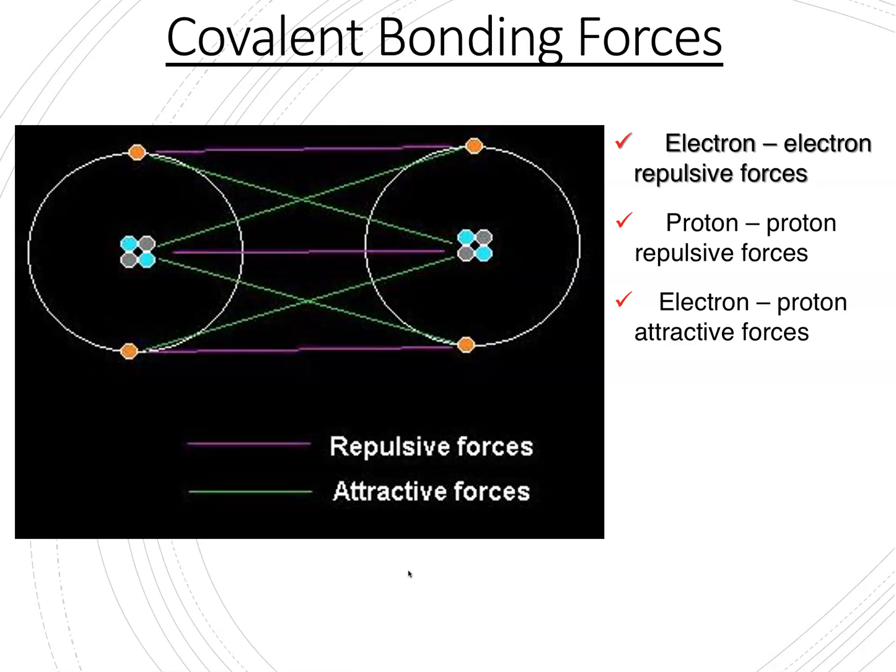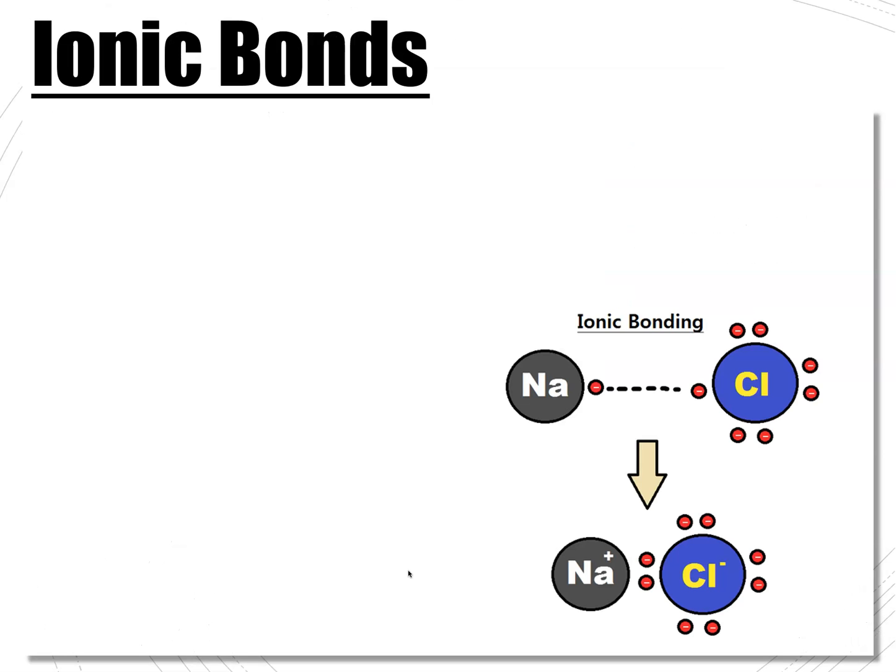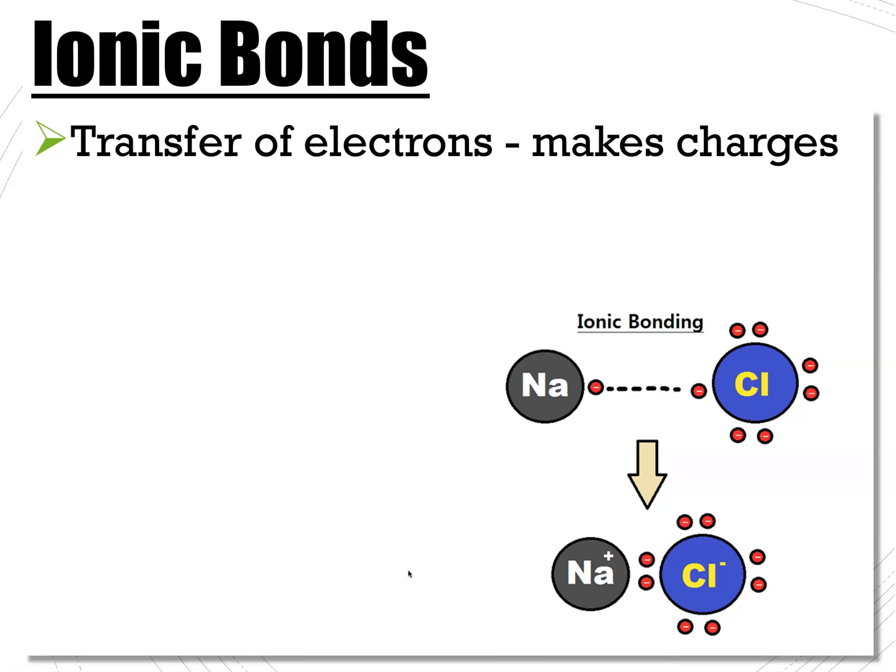All right, so let's head on into our types of bonds. The first one we're going to look at is ionic bonding. Ionic bonding ultimately comes with the transfer of electrons.